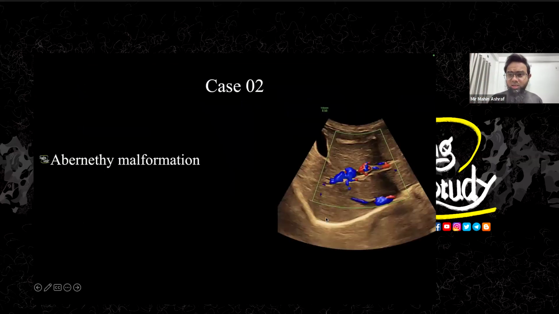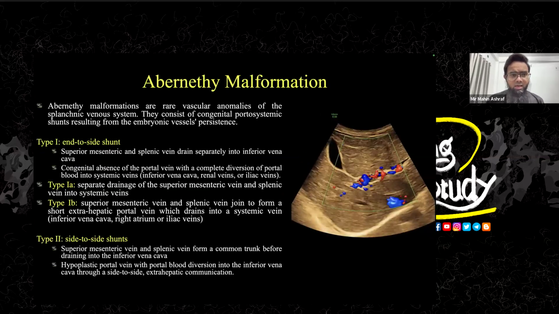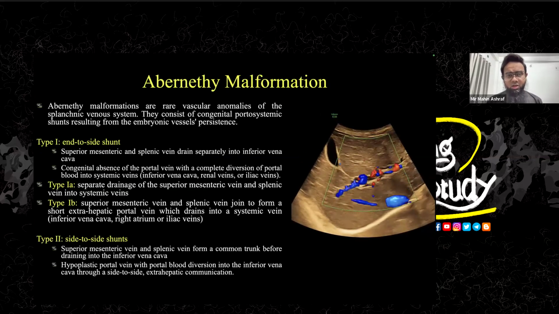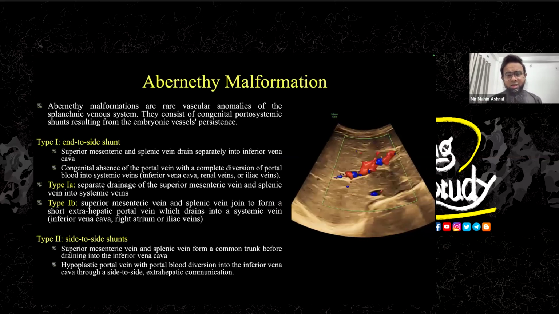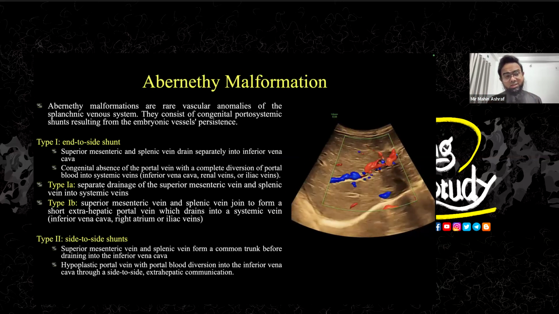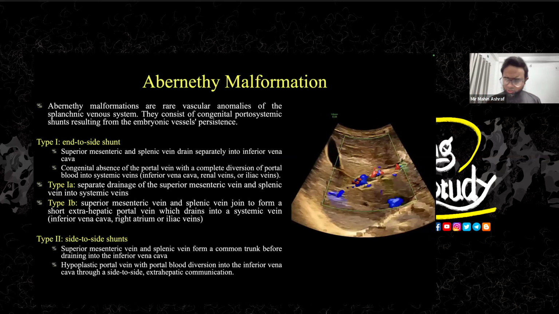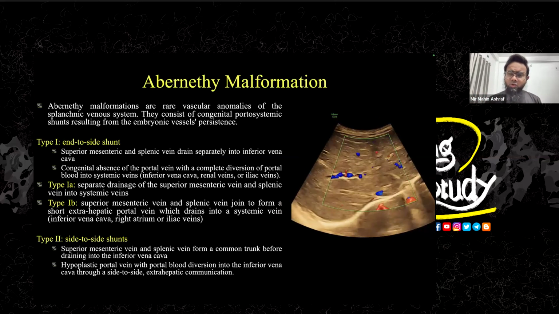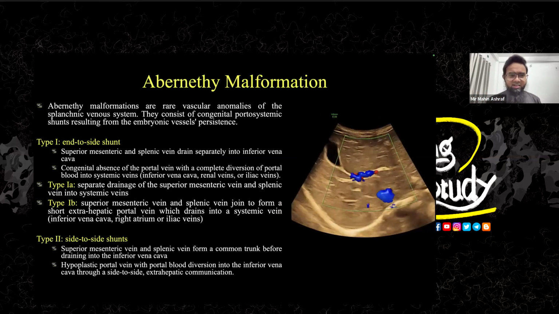Okay, so this is actually a case of Abernethy malformation, where you won't see the portal vein, and this is a very rare anomaly, and the actual supply will be by the portosystemic collaterals. Okay, so it has many different types. I don't want to go further here.